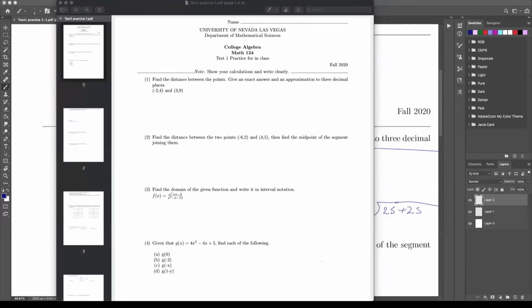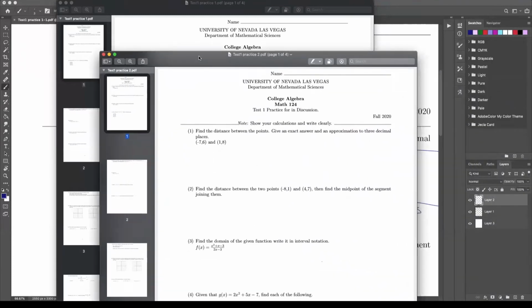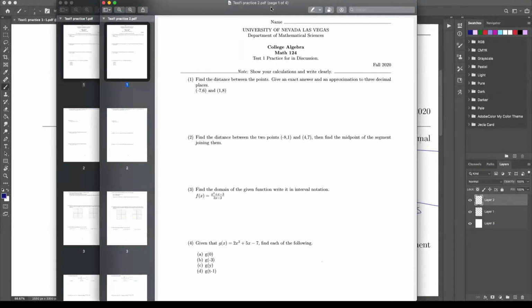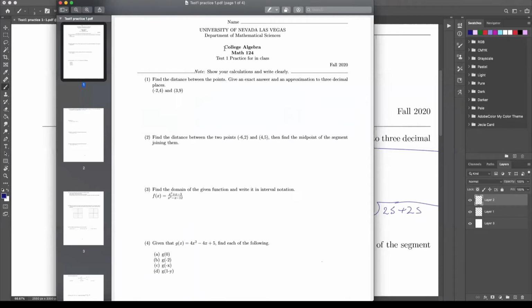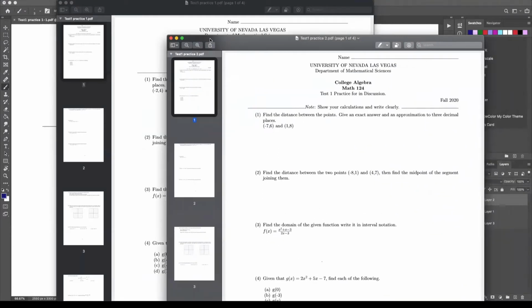And the other one says test 1, practice 2, right? So these are both practice for test 1. One's for in class, one's for discussions. And so practice 2 really means the one I'm giving you guys to do as a discussion board. Okay, does that make sense? And so we'll do this one together, and then this one you guys will do as a discussion. I'm glad you asked. So don't post answers to this one in the discussion. Post answers to this one in the discussion.